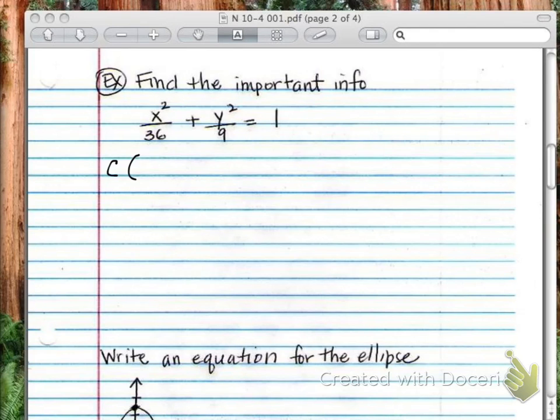Somebody tell me why. Because x and y are by themselves, or there's no h and k. The only way there can be no h and k is if it is 0.